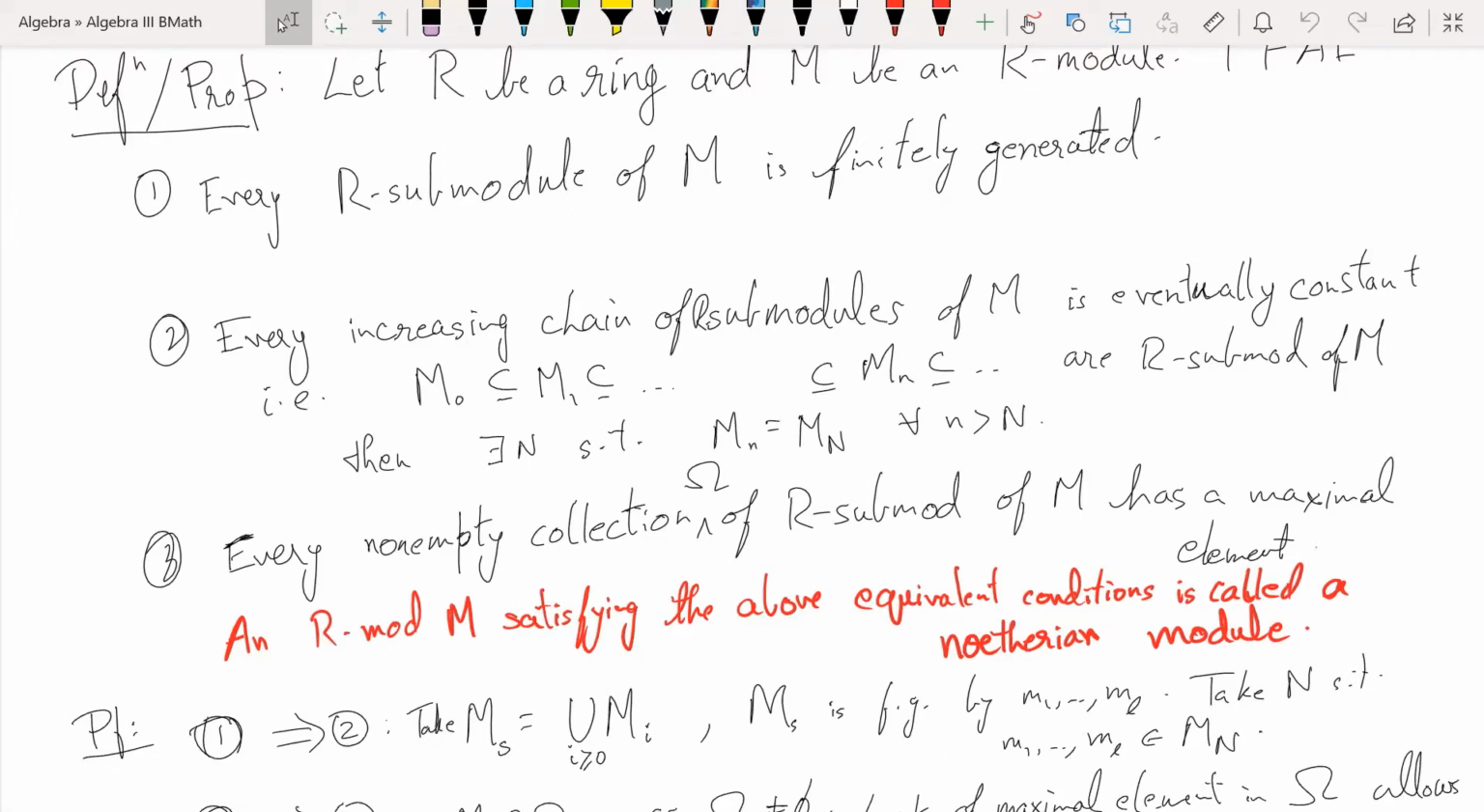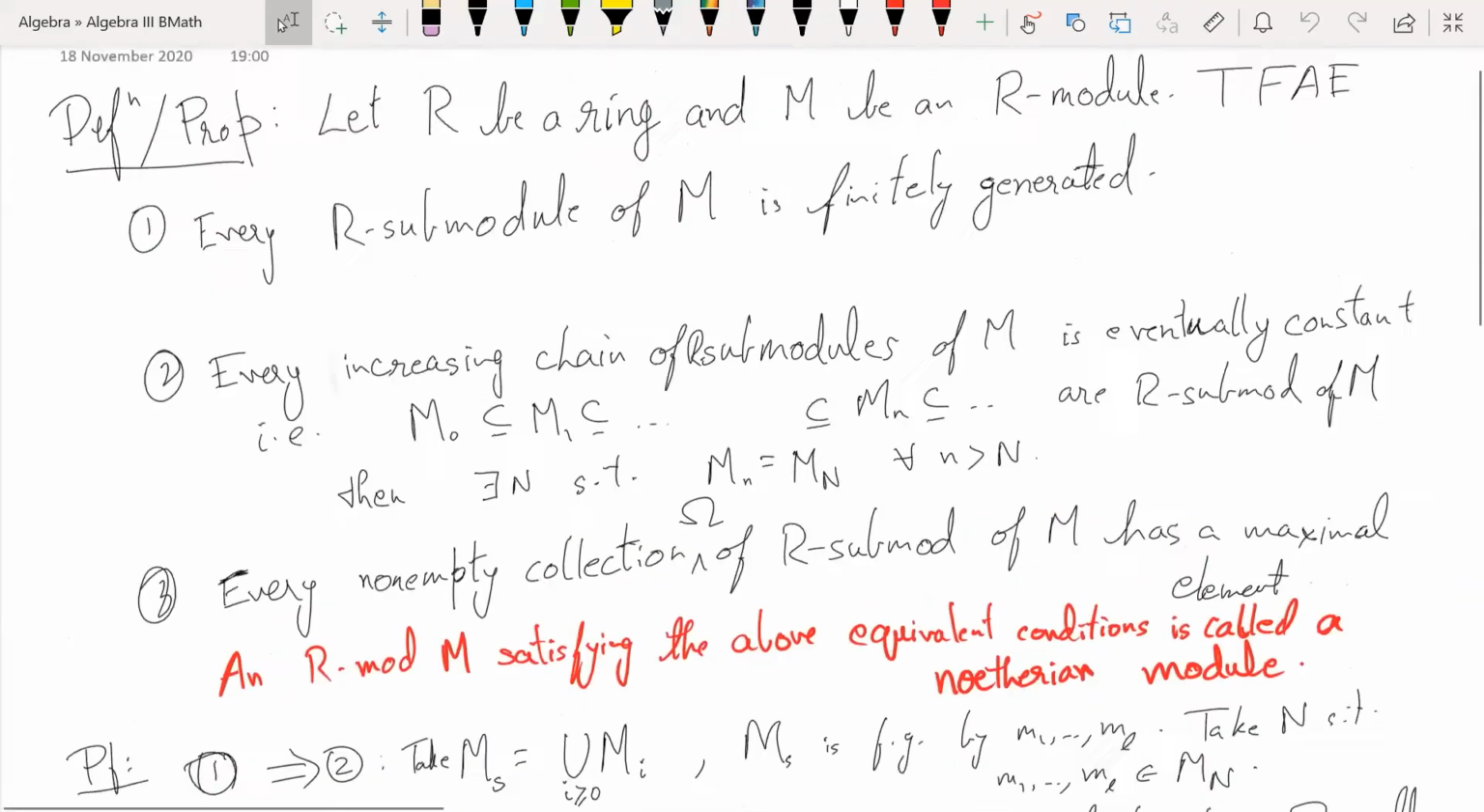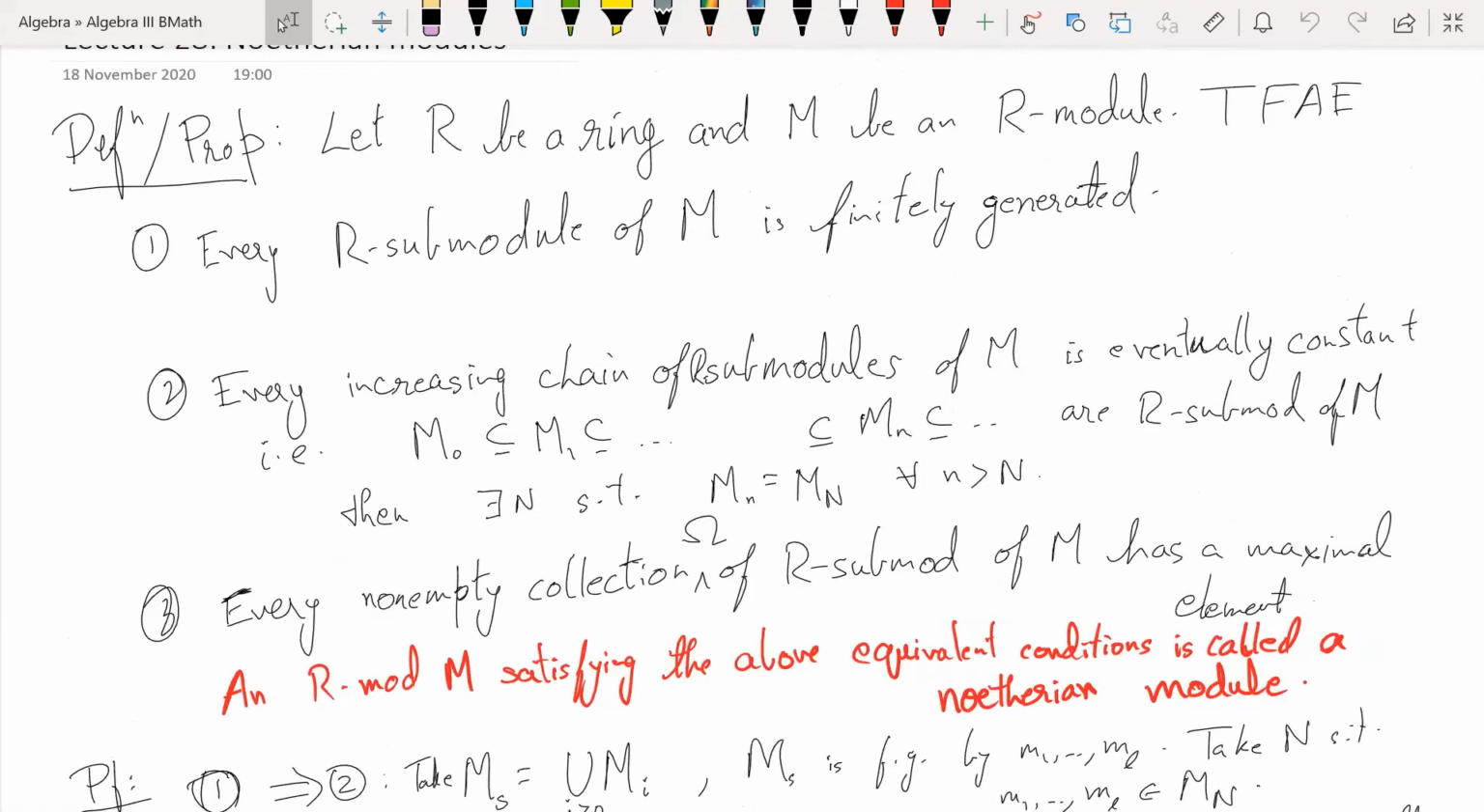So why are they equivalent? The proof is more or less the same as for Noetherian rings, so I'll go over it a little fast. For instance, one implies two. You are assuming every submodule of M is finitely generated, and you want to show that every increasing chain is eventually constant.